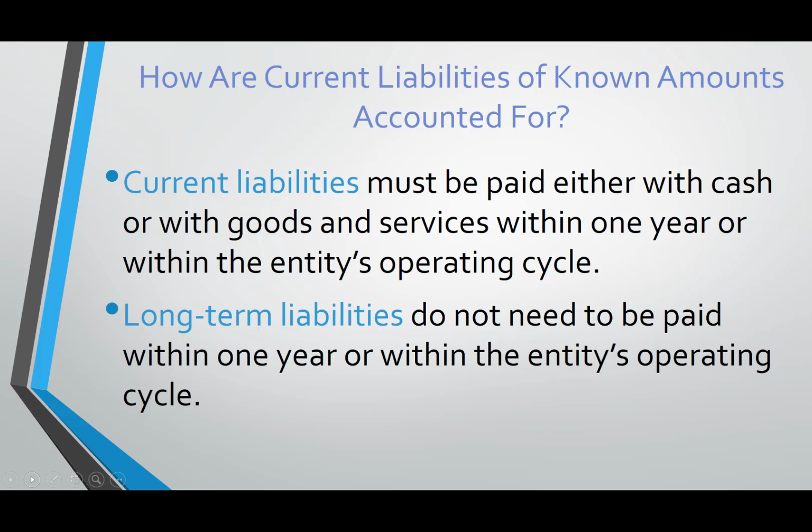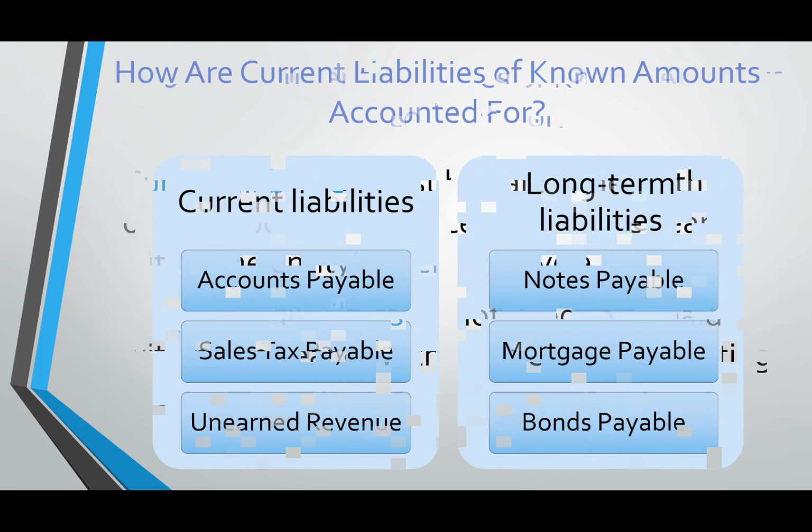Now, the one thing that I will say here is, let's say that you have a mortgage on a building that you're using for business purposes. Whatever is due within 1 year or one operating cycle on the mortgage would be classified as a current liability, and anything past that 1 year, the amount that's due in later years, would be considered long-term. So just kind of keep that in mind.